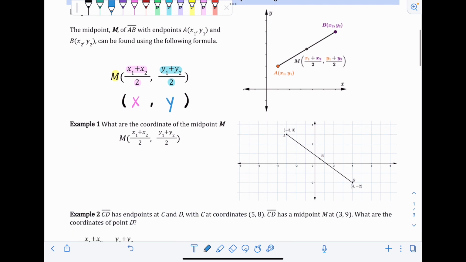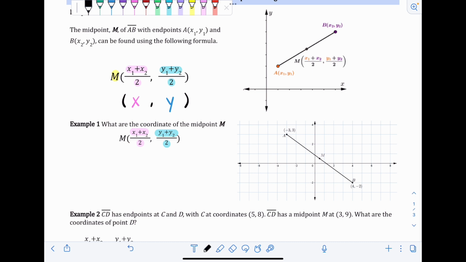Okay, so example 1, what are the coordinates of the midpoint M? So we have the same formula down here, the midpoint is x1 plus x2 over 2, and then y1 plus y2 over 2. It doesn't really matter which point you label as your point 1 or point 2. And this one is even more forgiving if you accidentally mix it up halfway through, because you're just finding the average of the two numbers, so it doesn't matter which one you list first.